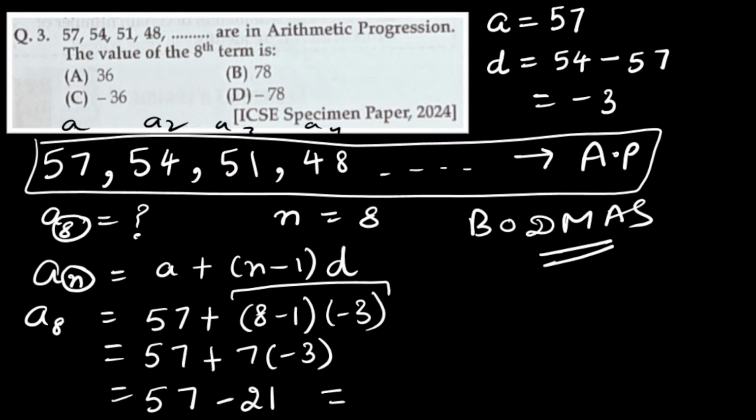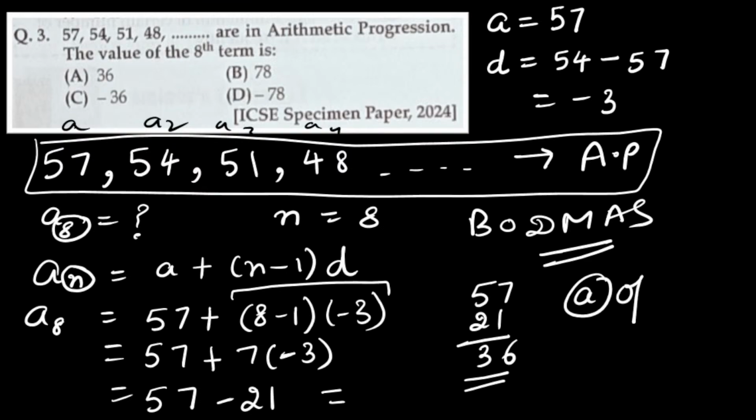So what is the answer? a8 is equal to, see, you have to be very careful with the signs here. I can see people are giving wrong answers. So 57 minus 21 when we do, this is equal to 36. Positive 36. It's not 78. It's option A. a8 is equal to 36.